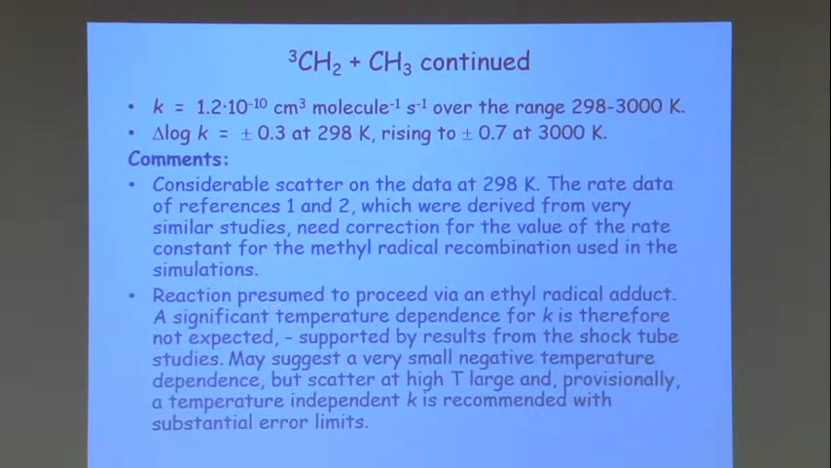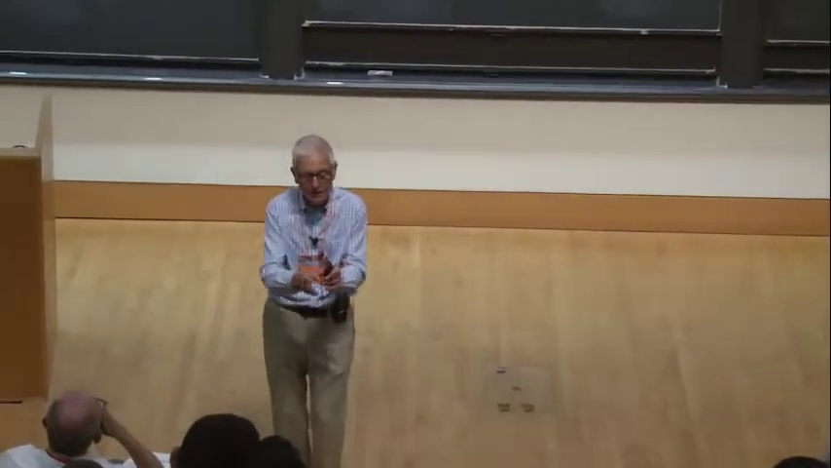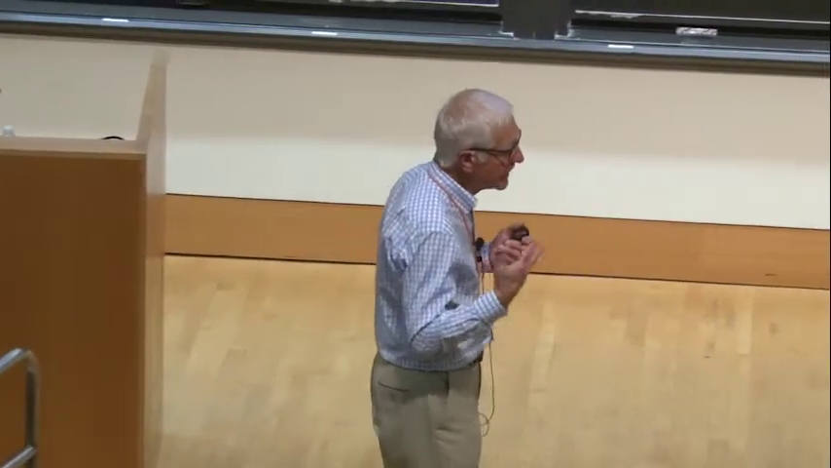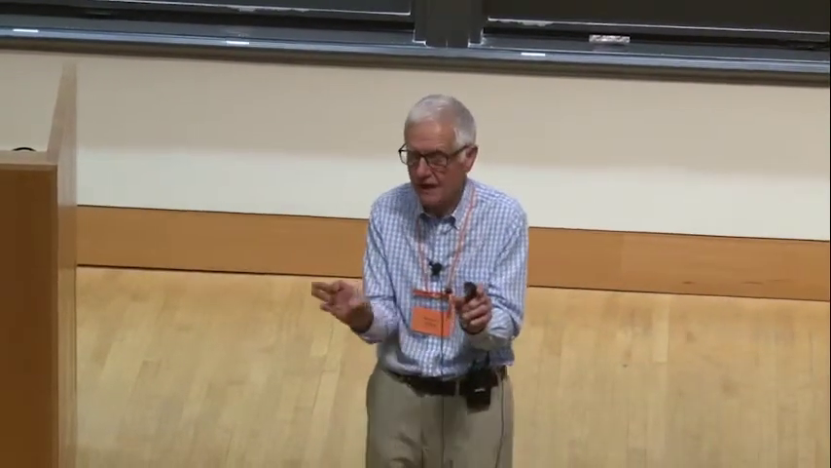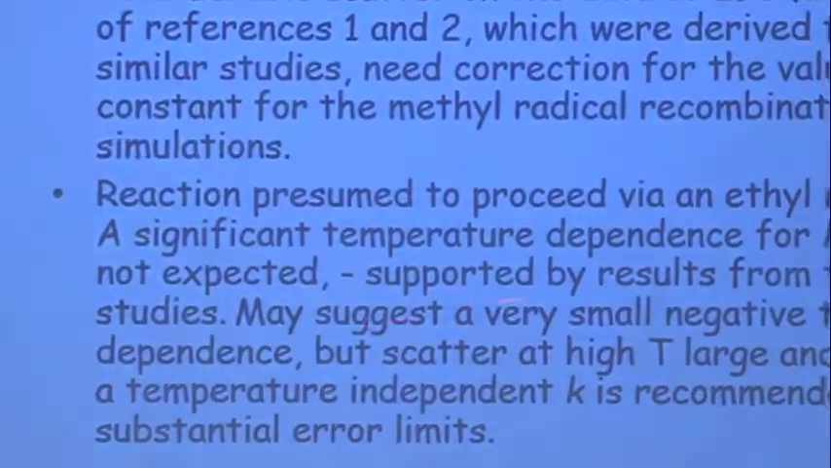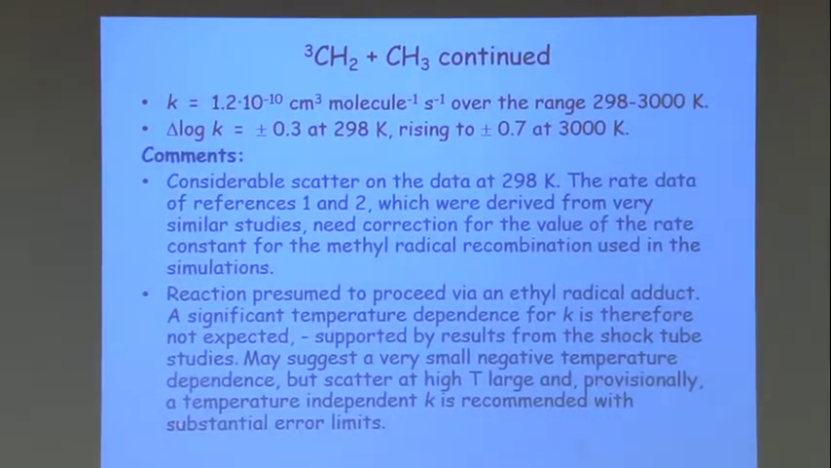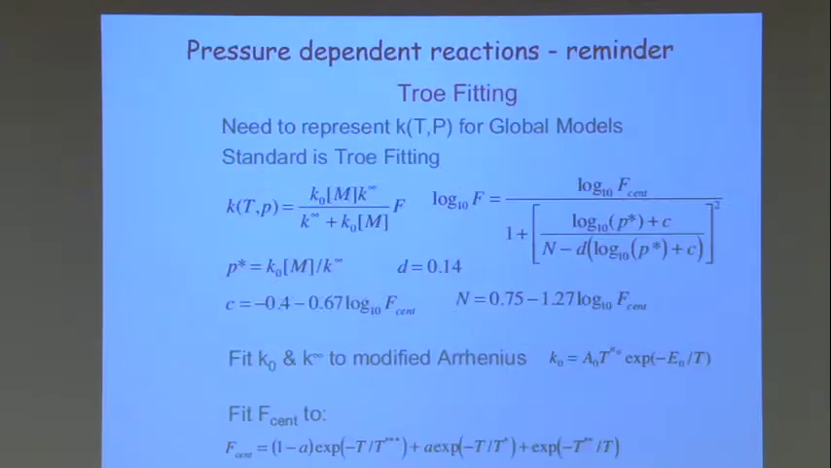And the reaction is presumed to proceed via an ethyl radical adduct. So what happens is triplet CH2 and CH3 come together, they form ethyl radical, and then that falls apart. As a result of that, there's going to be a very weak temperature dependence for this reaction, because it's essentially an association reaction followed by dissociation, an exothermic dissociation. May suggest a very small negative temperature dependence, but scatter at high temperatures large, and provisionally a temperature-independent rate constant recommended with substantial error limits.